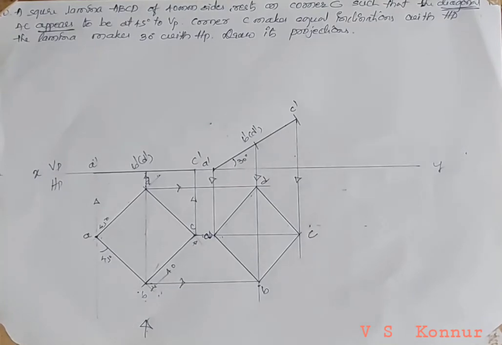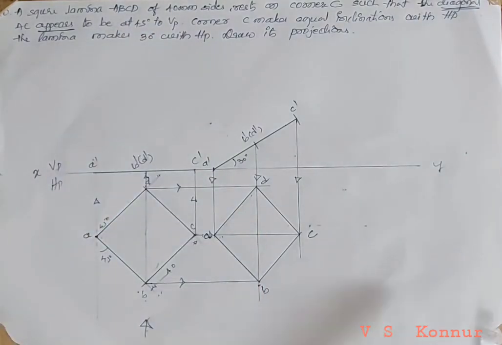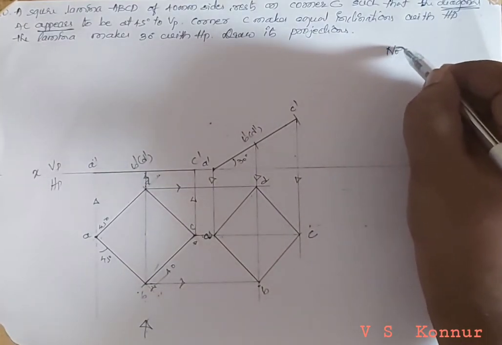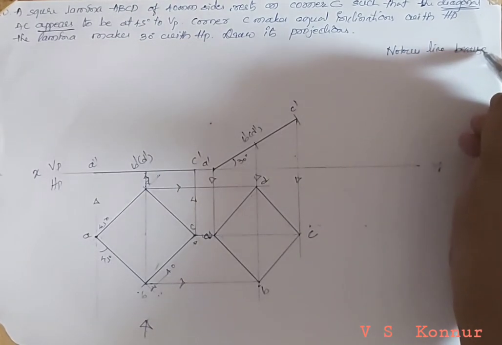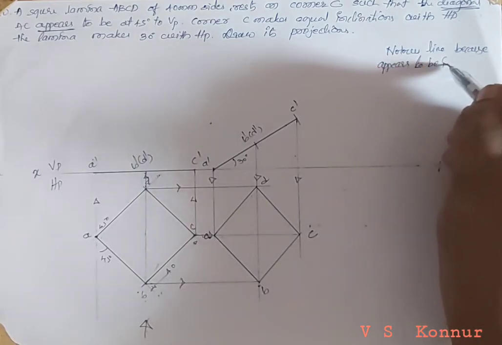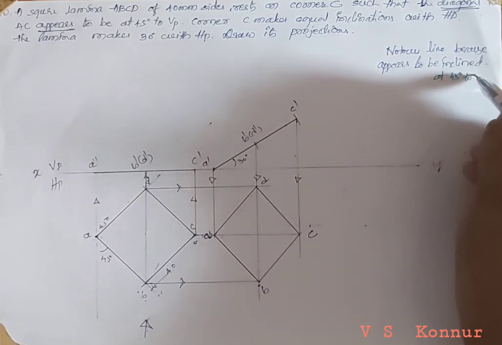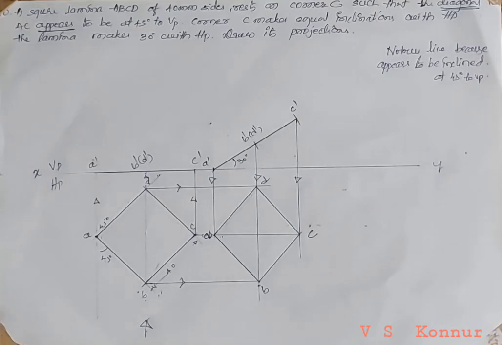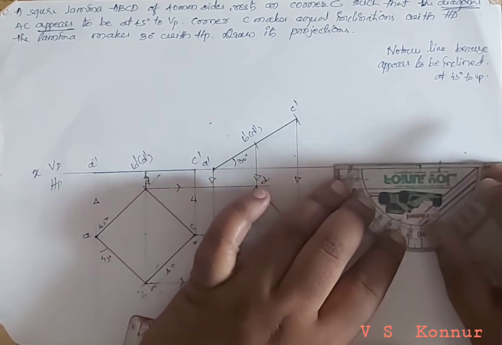Now we should construct the third position. So the third position is the diagonal appears to be 45 degree. So we'll take directly 45 degree. There is no locus line. When appears is there, there is no locus line. The diagonal appears to be inclined at 45 degree to VP. So we'll go for the 45 degree line now. We'll mark here and we'll draw the 45 degree line.